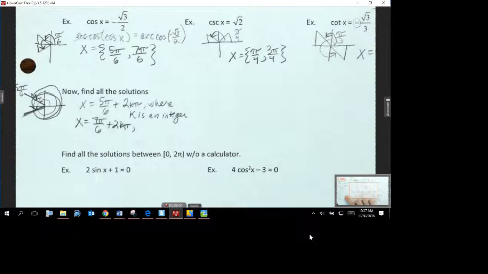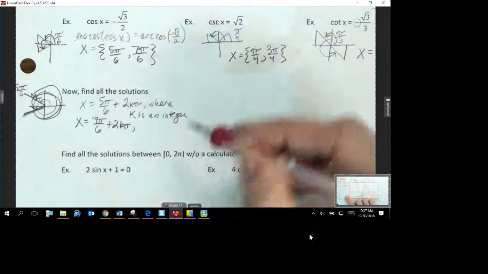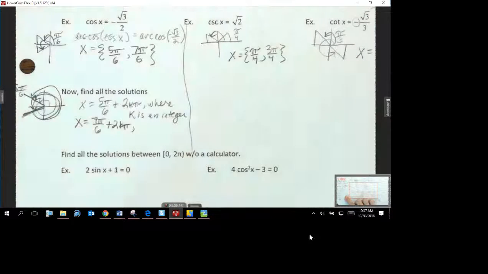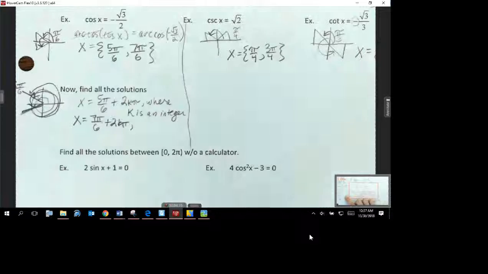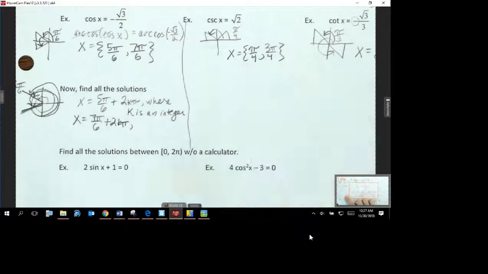So can you write all the solutions for the second one? Don't do the third one, it's different. Can you write all the ones for the second one? The one right above it, the cosecant, that one. Can you write all the solutions for that?